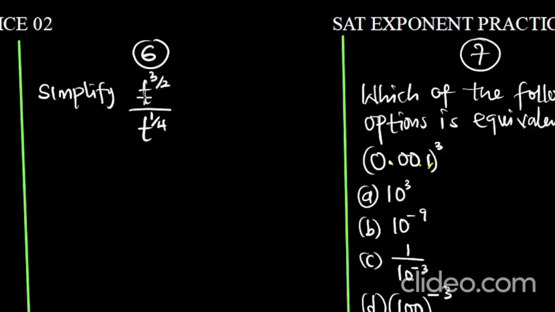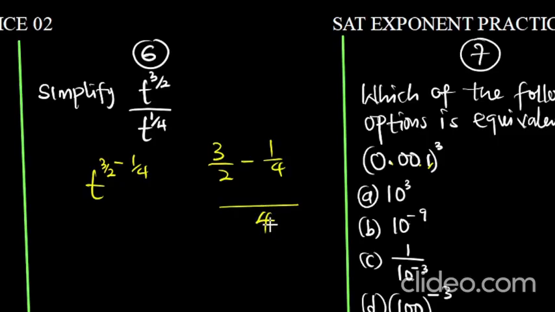For this one, we're also going to subtract the powers. So this becomes t to the power of 3 over 2 minus 1 over 4. So 3 over 2 minus 1 over 4. The common denominator is 4. 4 divided by 2 is 2, 2 times 3 is 6, minus 4 divided by 4 is 1, 1 times 1 is 1. This is 5 over 4. So the final answer here is t to the power of 5 over 4.